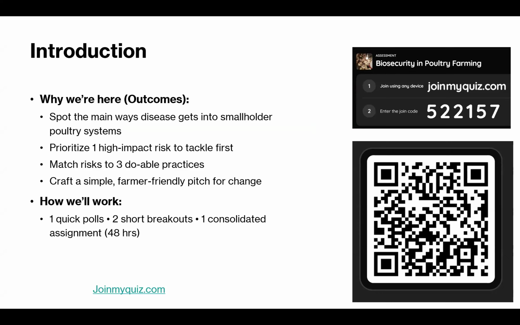So when you think about poultry problems or biosecurity problems or antimicrobial use problems, how are we going to match them to 3 doable practices? Because there is a reliance on suggesting practices that are not easy for farmers to apply. And then we will craft a simple farmer-friendly pitch for change, because as most of you are aware, after the end of this training, the 12 sessions, some of you are going to have a chance to practice what we've trained and do it in farm field environments.